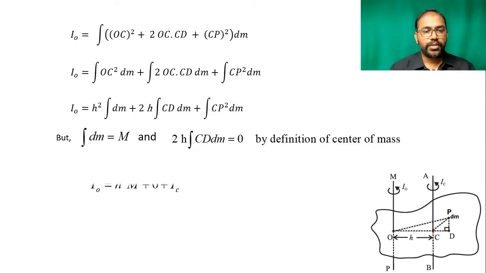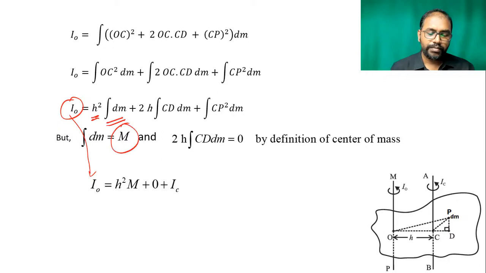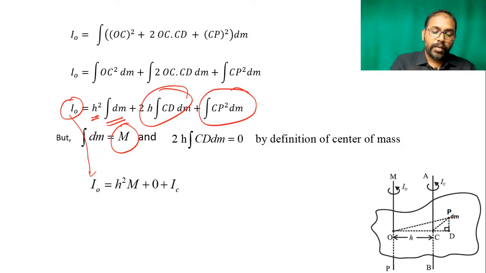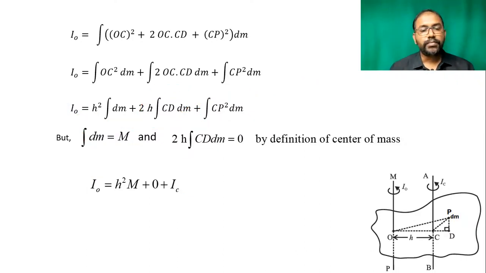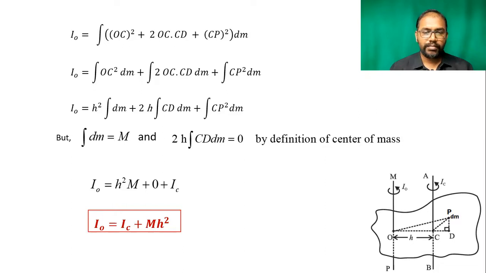Now let me substitute. After the substitution, we write IO as it is, H square as it is, the integration of dm as M, this term is 0, and the remaining integral is, by equation 2, IC. Then we rearrange the terms and write the final expression: IO is equal to IC plus MH square. This is the expression for the principle of parallel axis theorem, which we proved here.